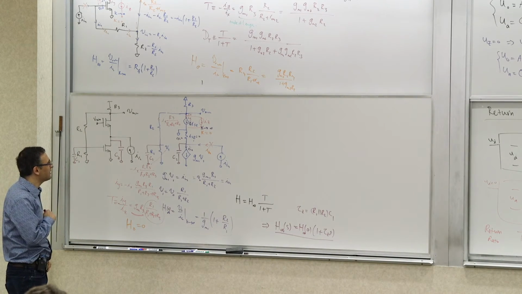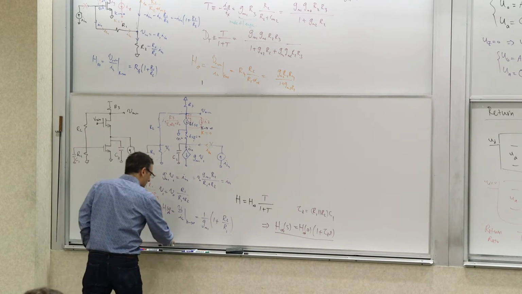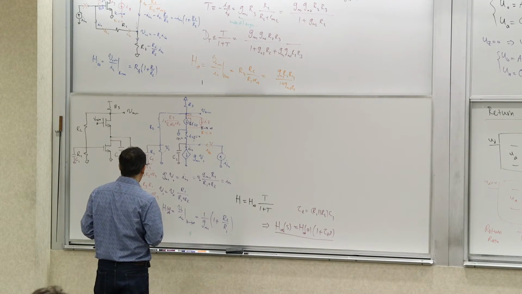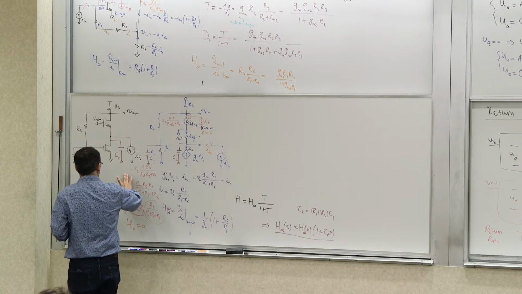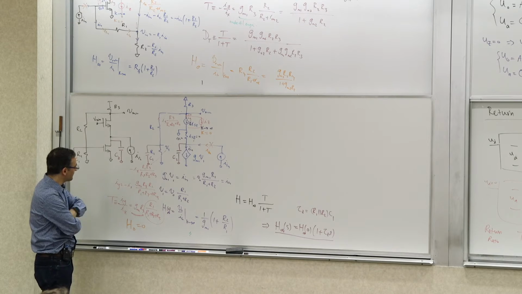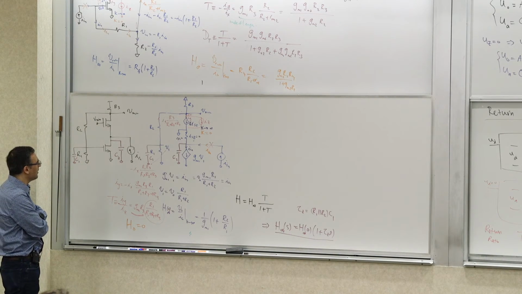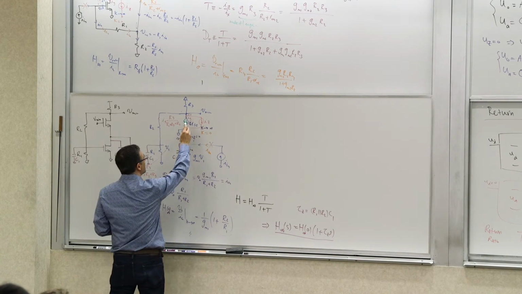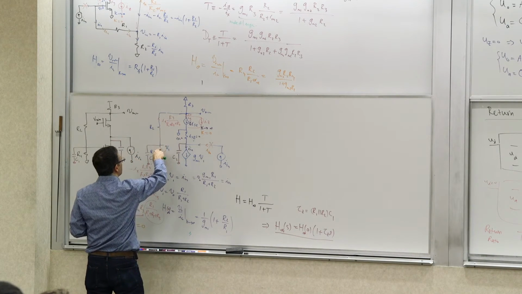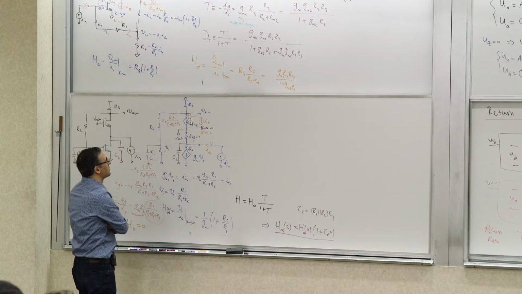Okay, so let's calculate the other parameters for this. Let's see what the other parameters are. So, for example, now let's go and look at the return ratio. See how the return ratio changes. How would the return ratio change? Well, how did we calculate the return ratio? We said this is Ix. We saw what comes out. So now you have a resistive divider here in this path.